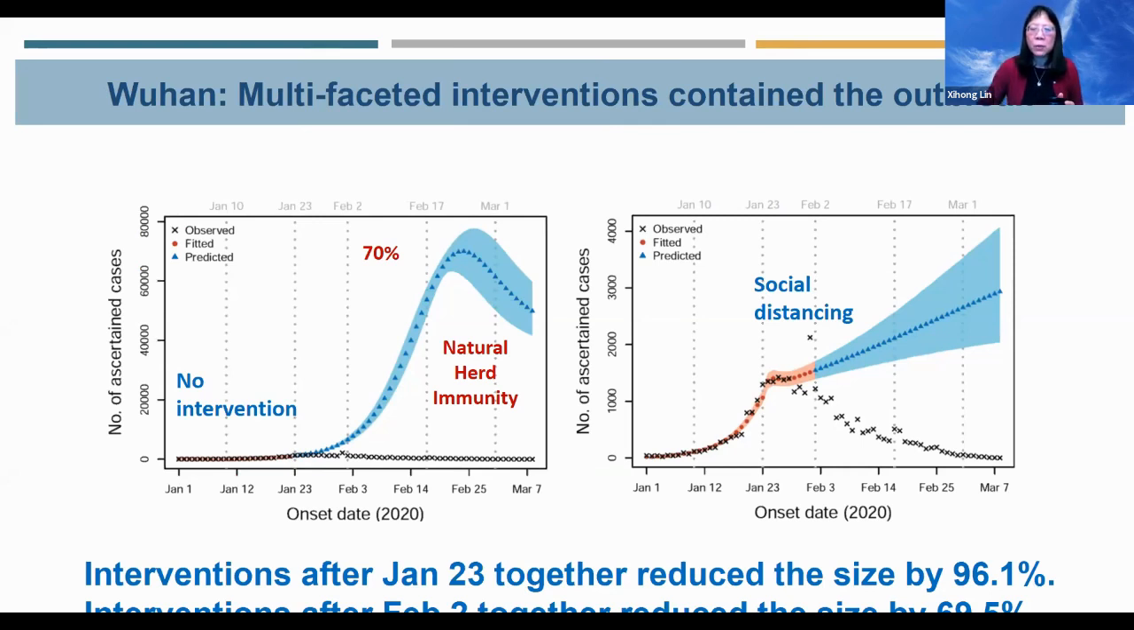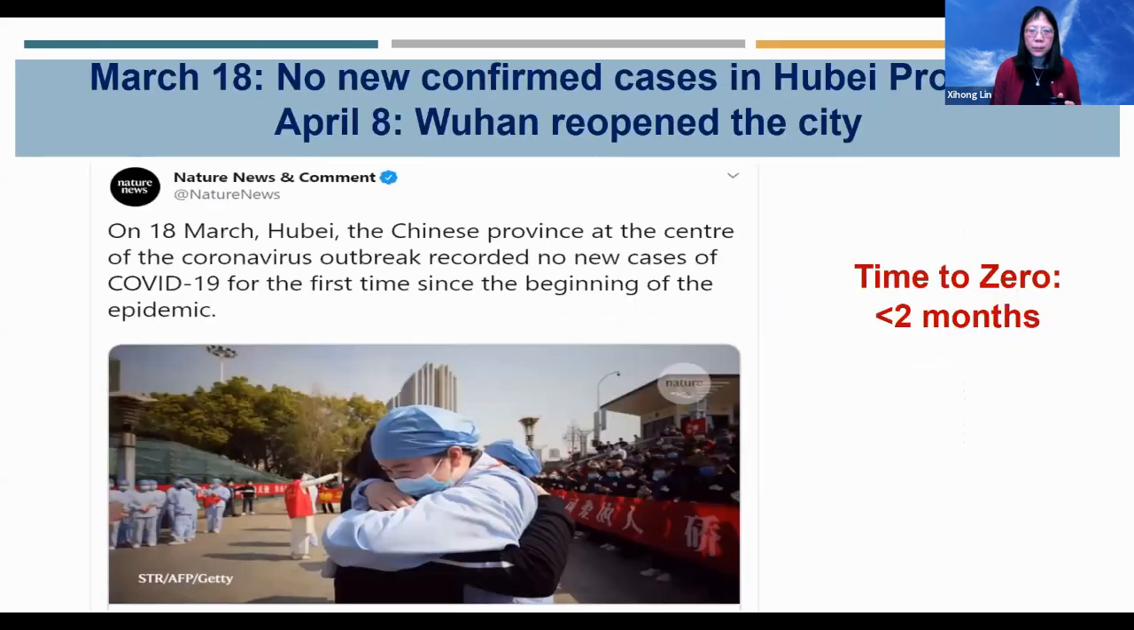And then suppose there is no centralized isolation and quarantine, then this blue curve on the right, if the social distancing strategy continues, because RT is still greater than one, the number of cases still grows, and the epidemic still cannot be brought under control, but grows at a smaller rate. So the strategy worked quite well through this multifaceted intervention. By March 18, there were no confirmed cases. And by March 8, the city was reopened. So in less than two months, the outbreak was under control.